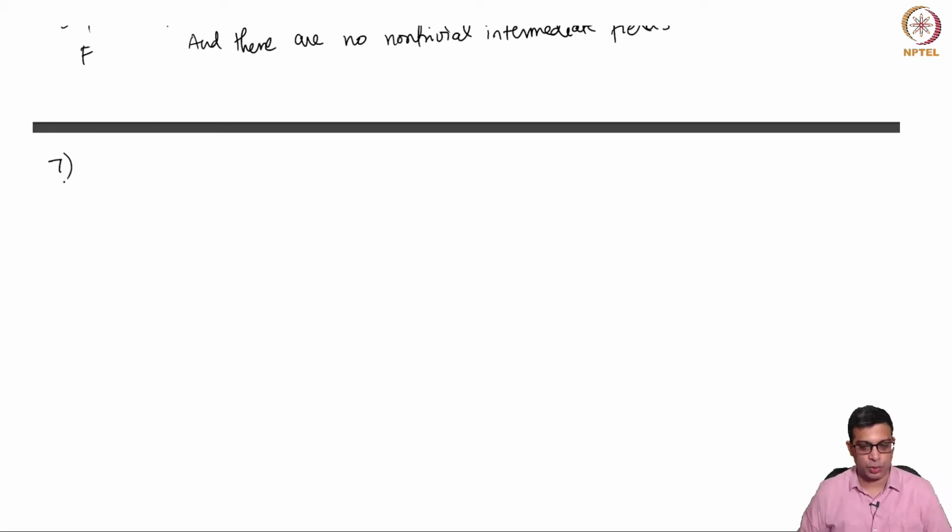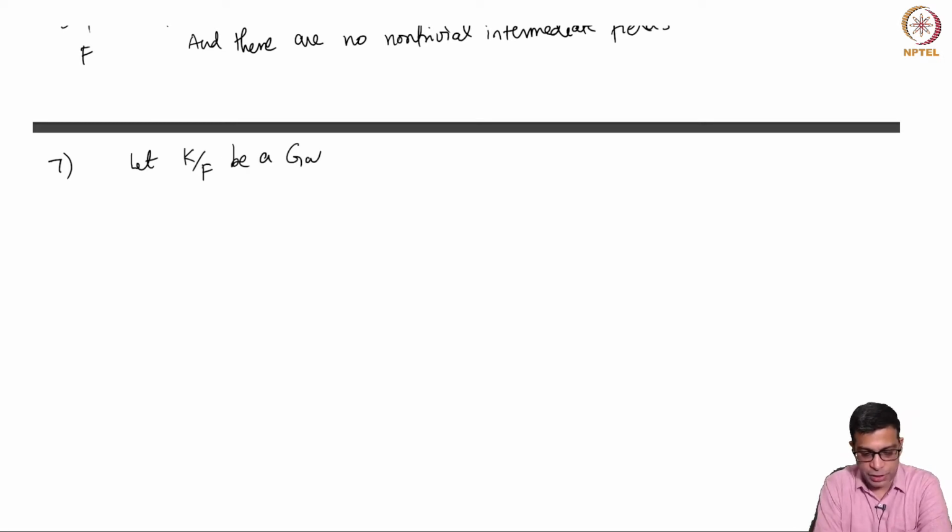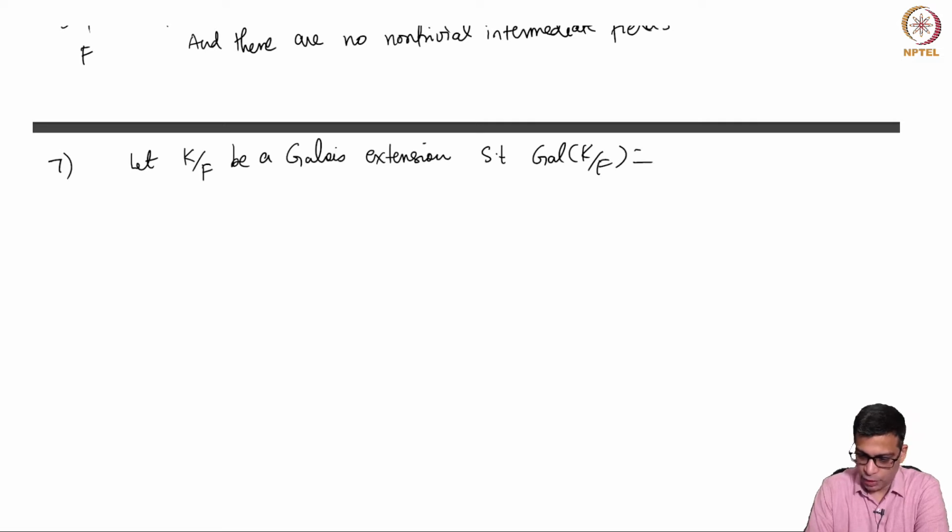So let's do a few more problems. So the 7th problem I want to do is the following. Let K over F be a Galois extension such that the Galois group is isomorphic to Z mod 2Z cross Z mod 12Z.